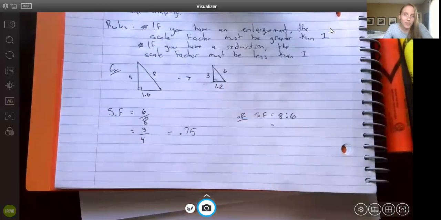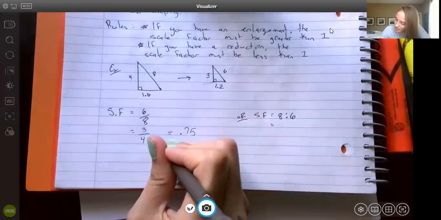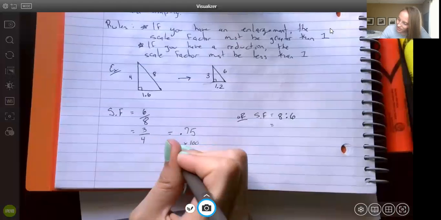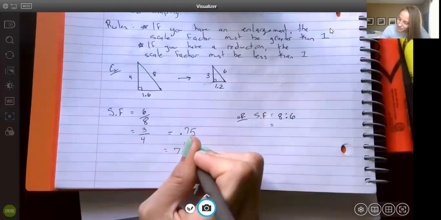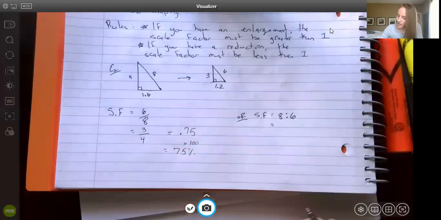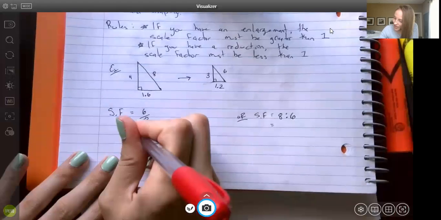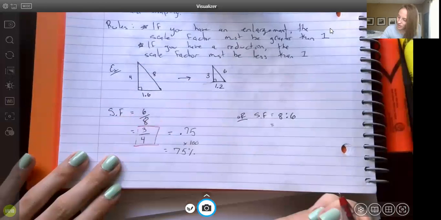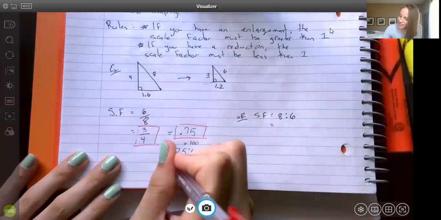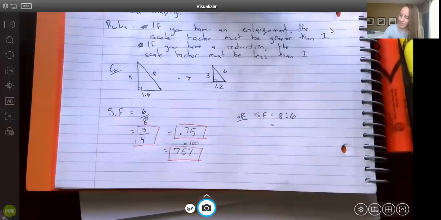Or I could also write it as a percentage. In order to do that, I would just multiply by 100, which would give me 75%. So any of those would be valid options. I could either leave it as a fraction, 3/4, a decimal, 0.75, or a percentage, 75%.